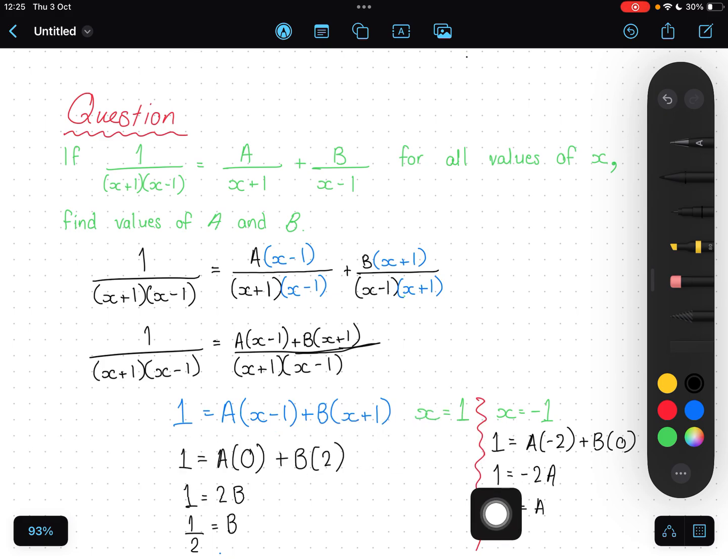Okay, so to verify your answer, both of these should sub in here and allow this full equation to be equal to 1. So minus a half by x minus 1, so minus a half x plus a half, and then here plus a half x plus a half. So the x's will cancel, and then I'd have plus a half, which is equal to 1.